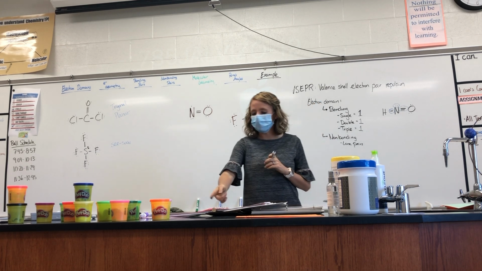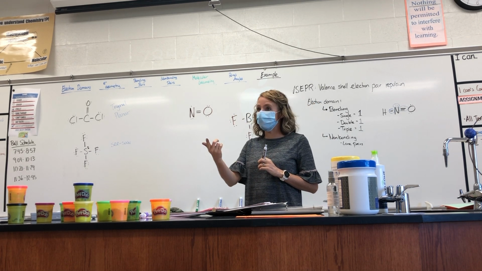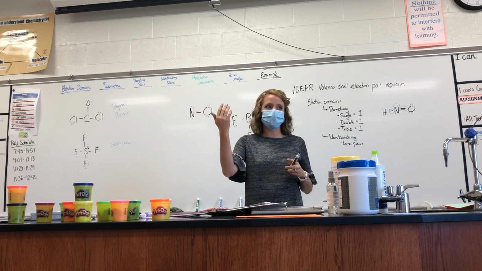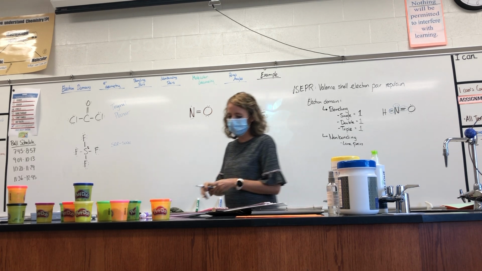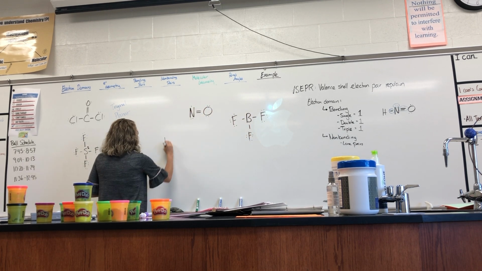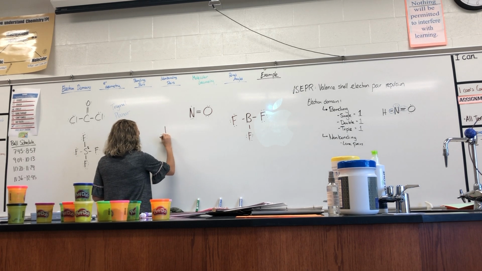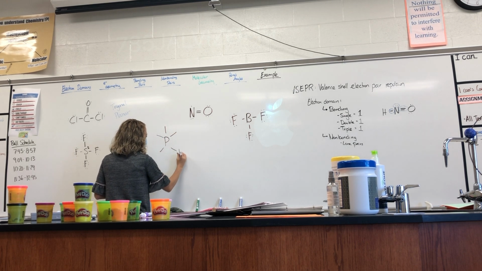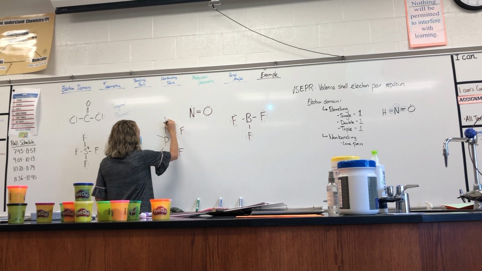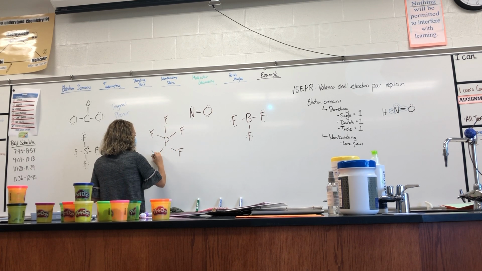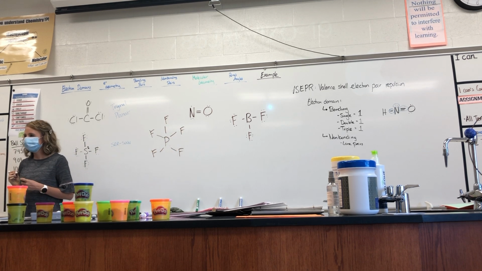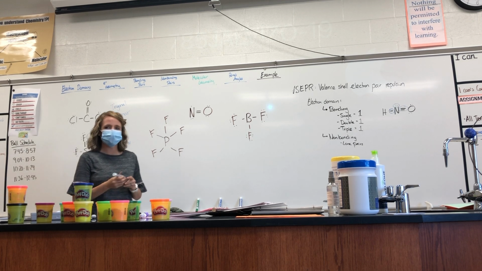And then we already talked about, but you can have things that have more than an octet, right? That have 10 or 12 or more around them, like PF5, right? Which we now know would be called a what shape? Like so. And then of course dots all around it.